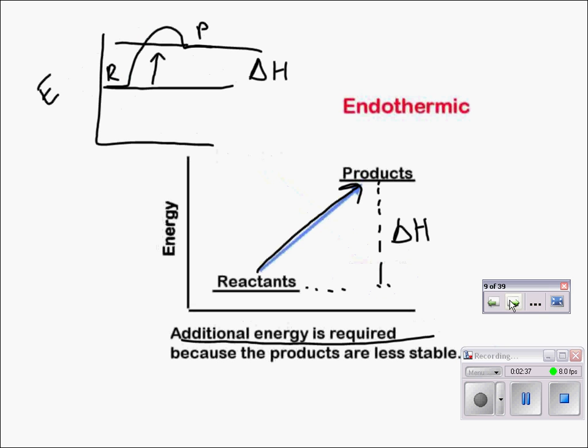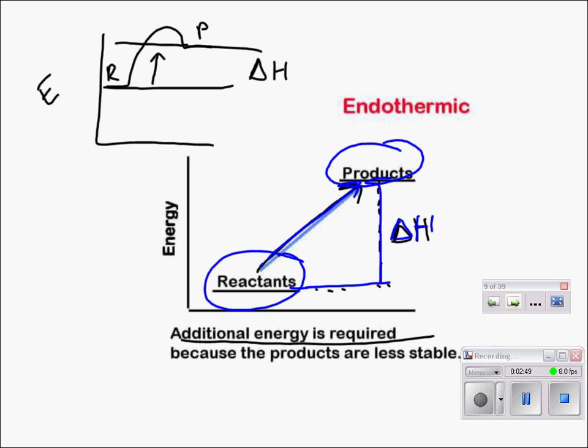An endothermic reaction we say is an uphill reaction, because the reactants are here and the products are here, so basically you're adding energy. The difference between this level and this level again would be the delta H, but in this case the value of energy is increasing, so delta H is increasing, so heat is flowing into the system. That's how we figure out delta H from a graph.